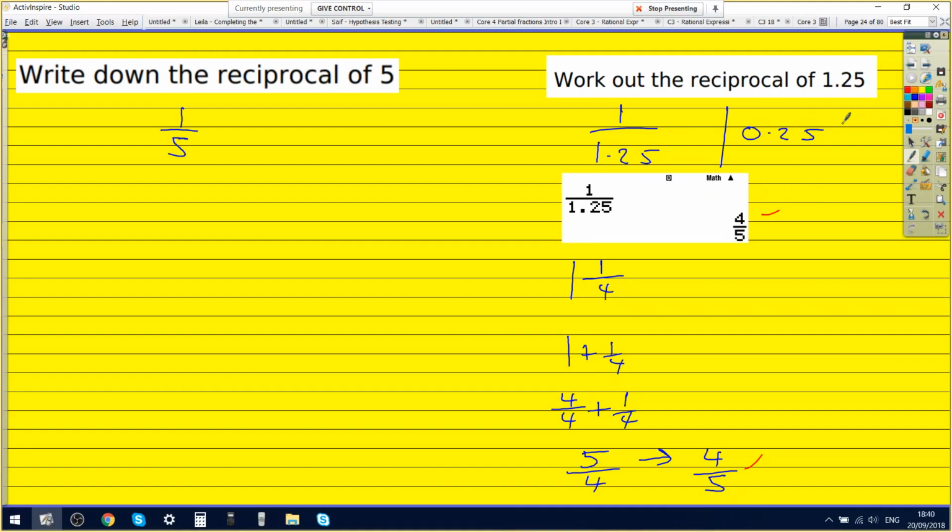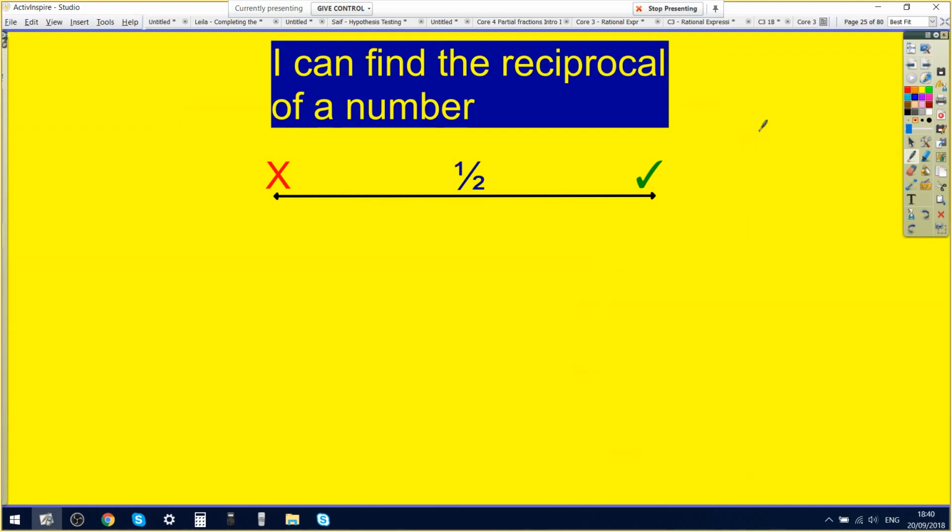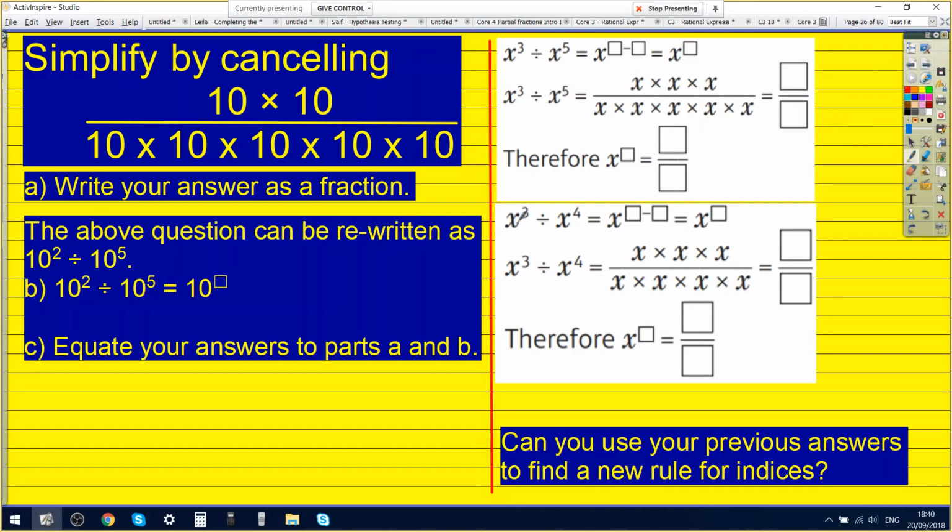Any questions there? No. And I suppose, you know how 5 you can write as 5 over 1? And that's why its reciprocal is 1 over 5. It's just a fraction flipped. I can find the reciprocal of a number. I'm alright with single numbers, but I'm still not alright with decimal points. Okay, maybe you have. Well, the decimals are rare. So this one is tricky.